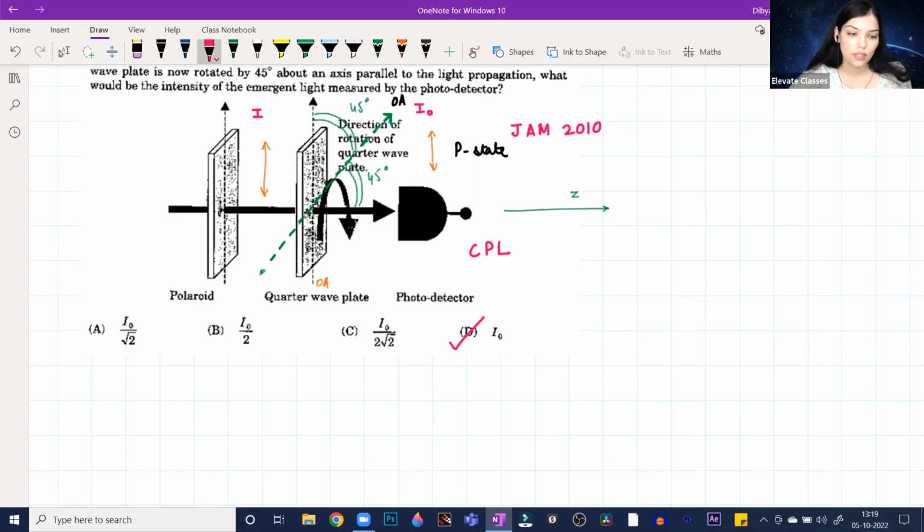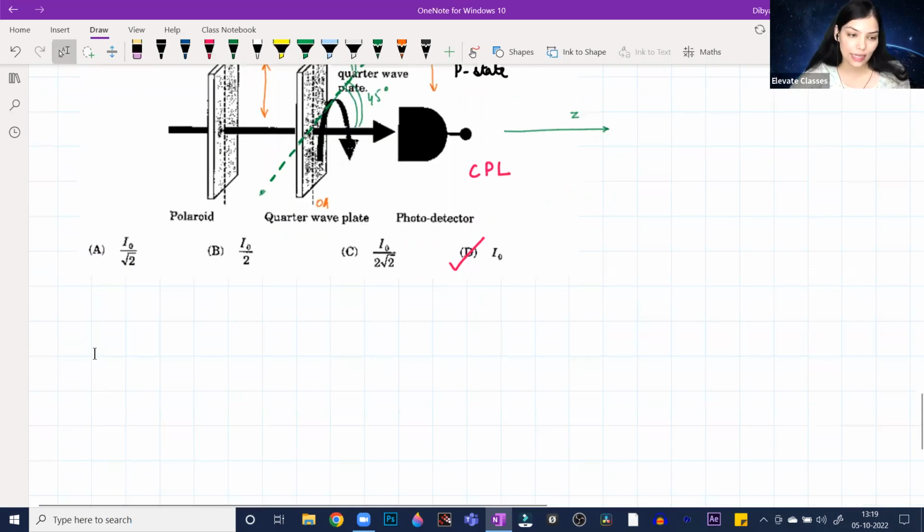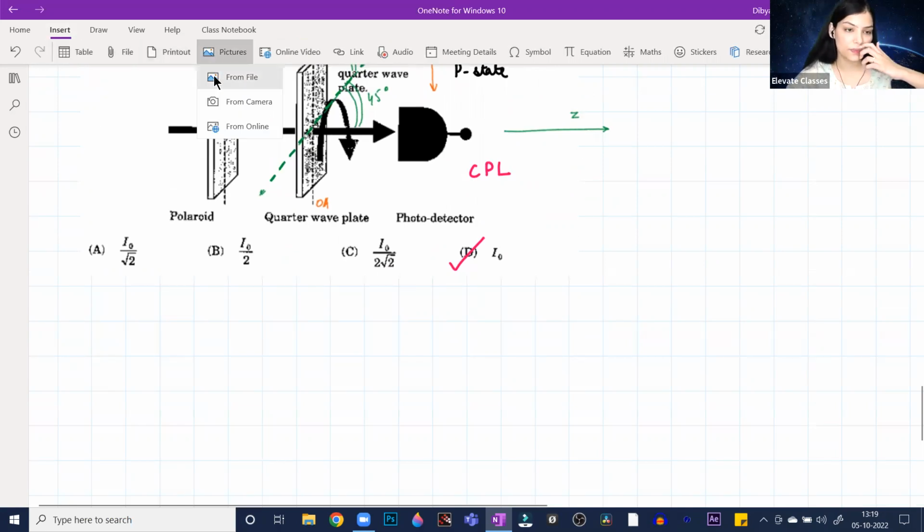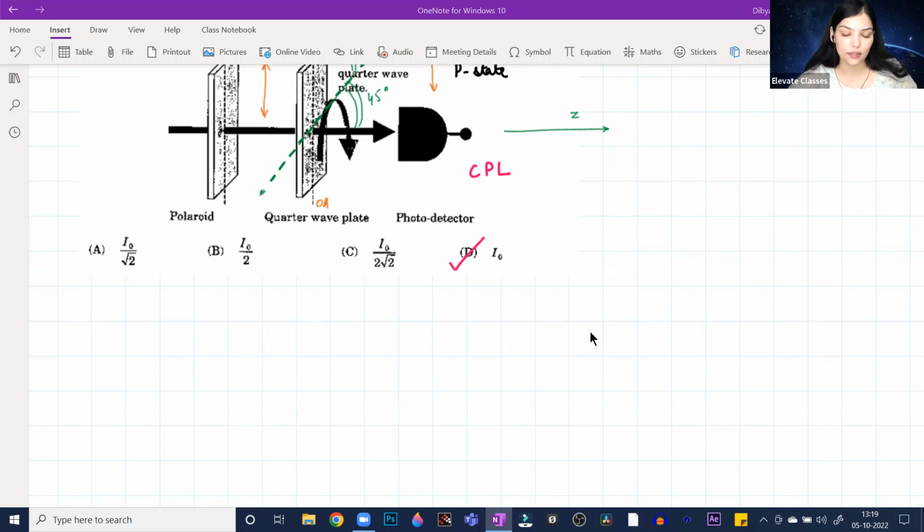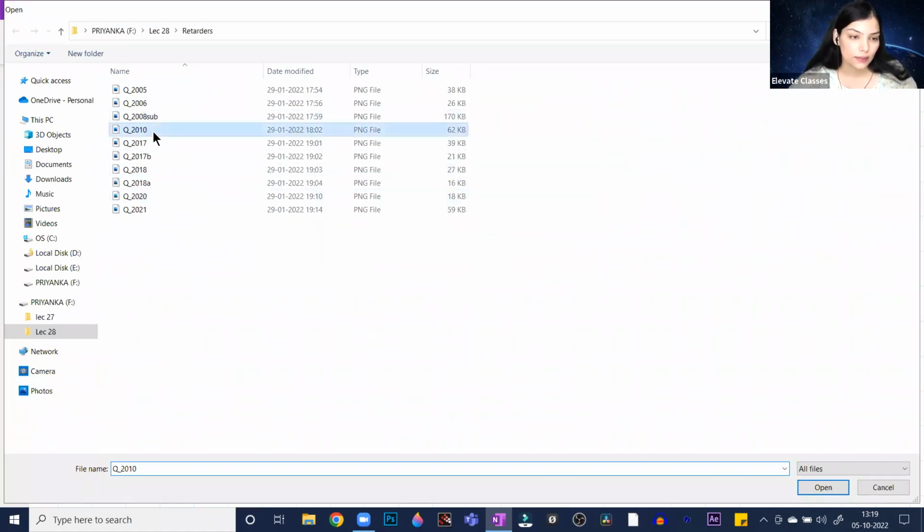So this was मतलब it was just like अगर हमें concept आता है तो we can solve the question. इसमें बहुत कुछ calculation नहीं करना था. Next करते हैं.